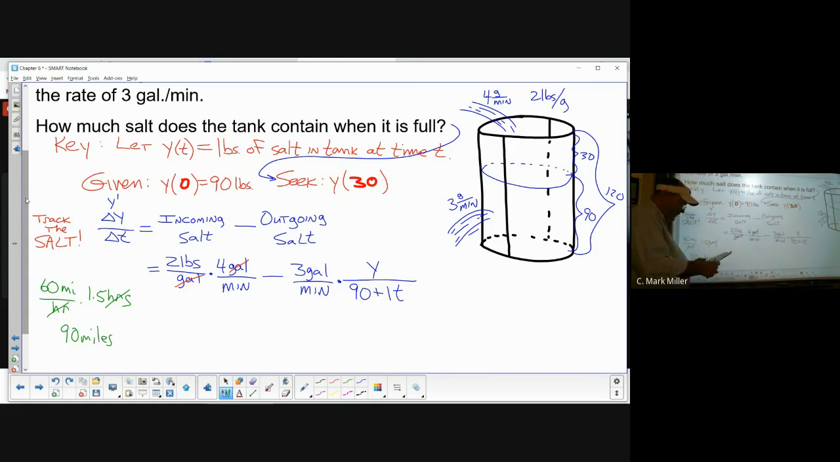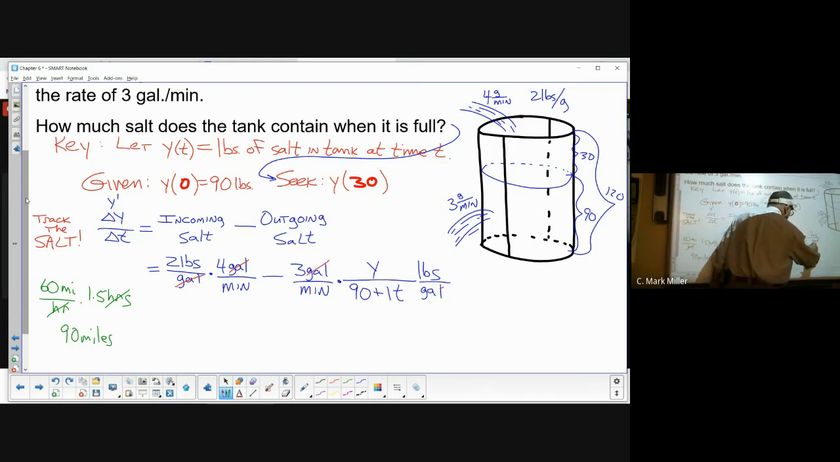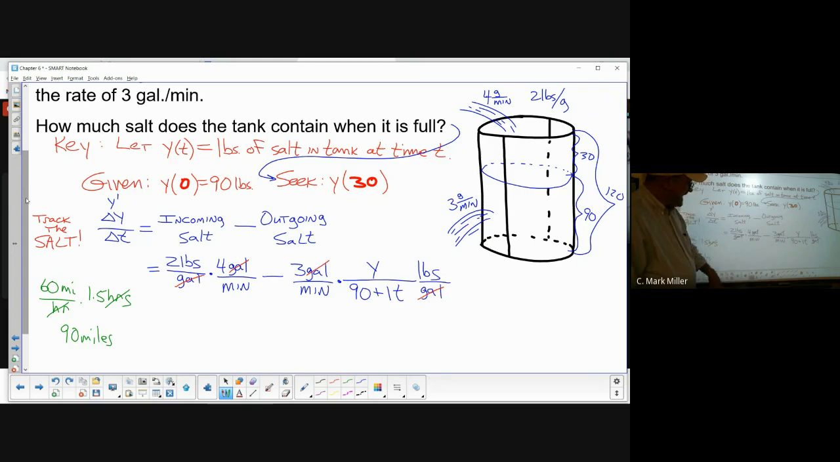Right? And the units on that are pounds per gallon. Once again, and this is a test to see if you set it up right. Gallons cancel. So you should have the same units on the first term as the second term.